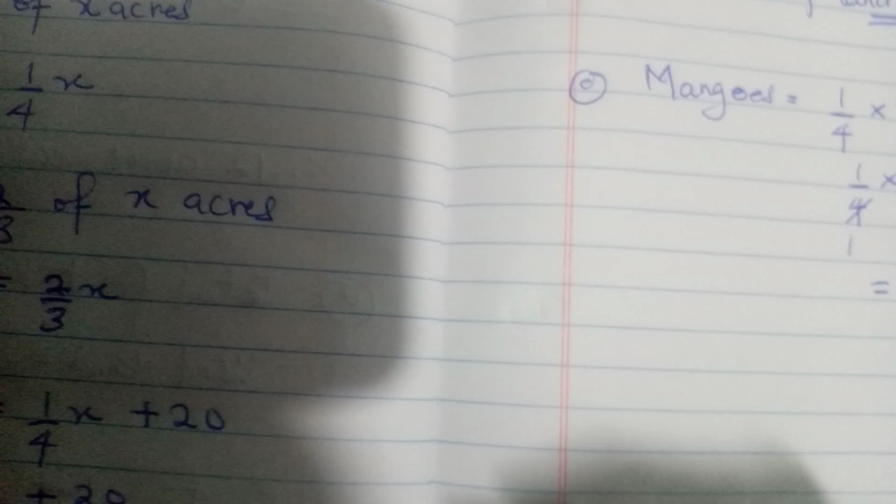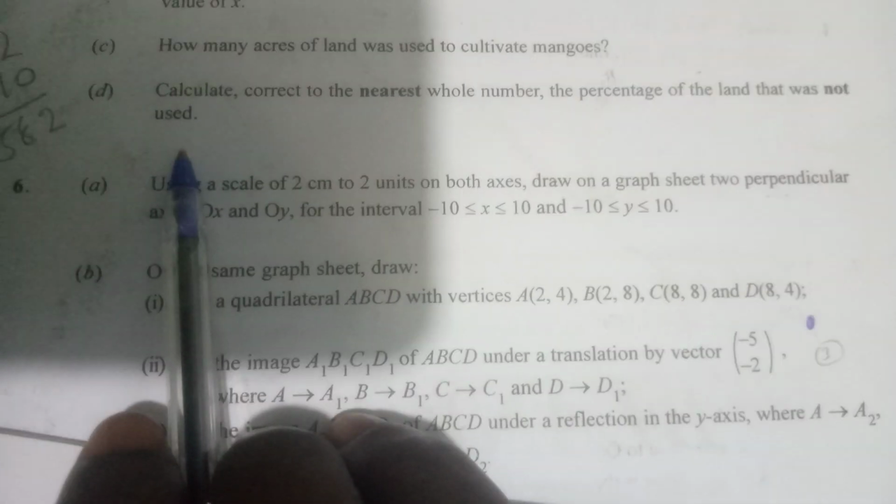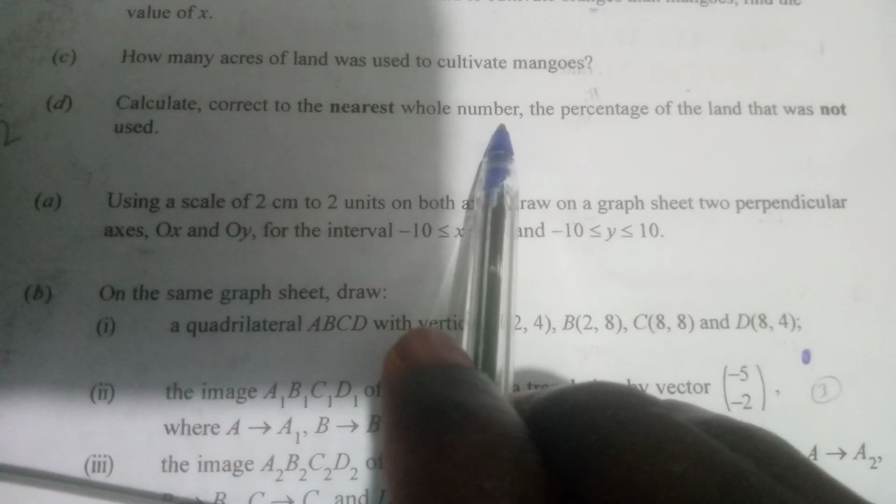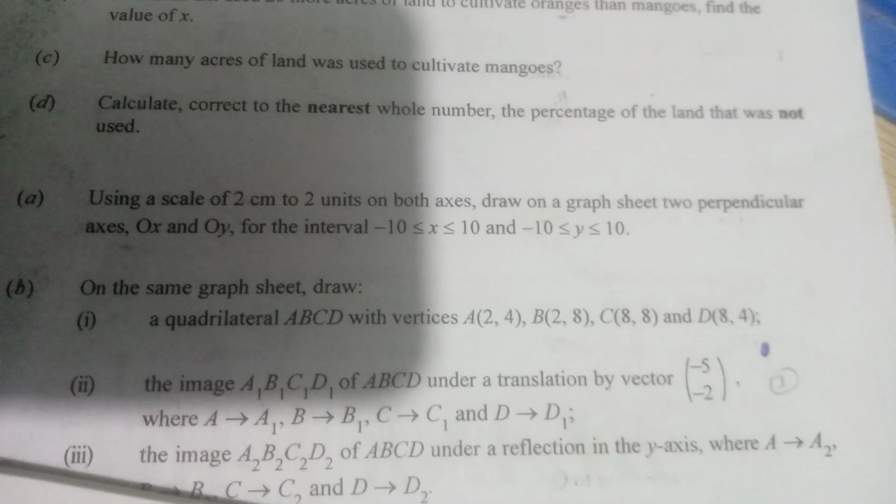Now let's look at the D, which is the last one for question 5. The D is saying, calculate, correct to the nearest whole number, the percentage of the land that was not used.